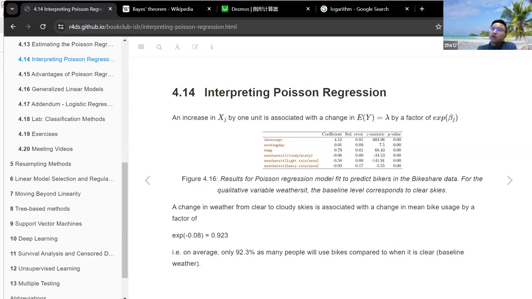So a change in the weather from zero to one, which is from clear to a cloudy sky, is associated with a change of the mean bag usage, which is the response value we're modeling here, by a factor of e to the power of minus 0.8, which results in 0.923. That means that if the weather gets worse, only 92.3% as many people will use the bag as compared to when it is clear. That is the interpretation of the model.